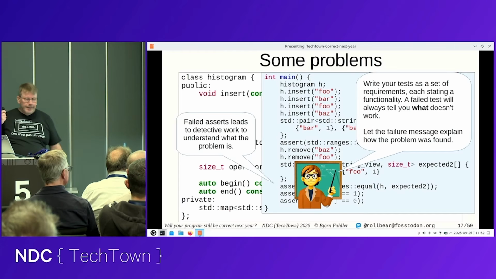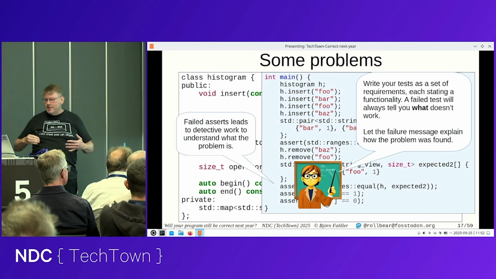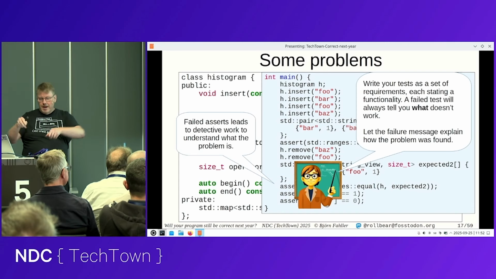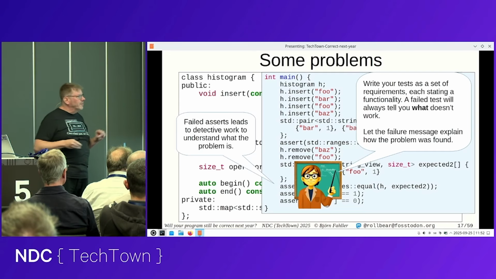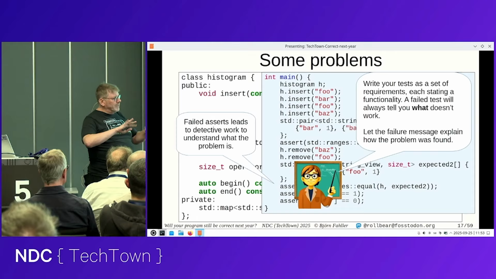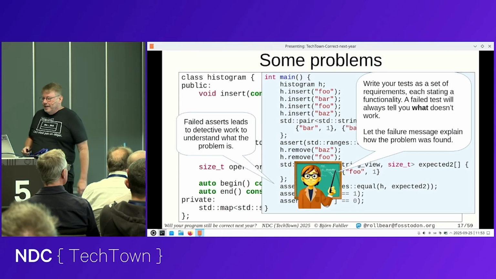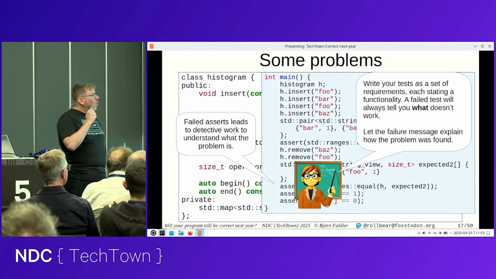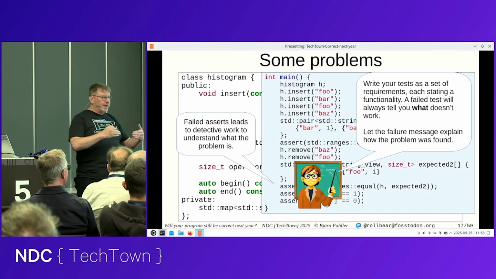So, yeah, write your tests as a set of requirements, saying that during these circumstances, when you do that, this happens. Actually, I should rephrase that because I hate using the word should in tests. Should is wishy-washy. It's does or does not. So a failed test will then always tell you what doesn't work, and let the failure message explain how the problem was found.